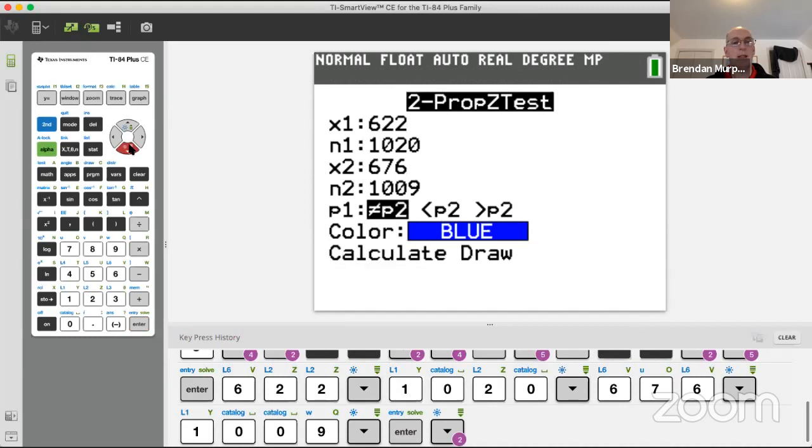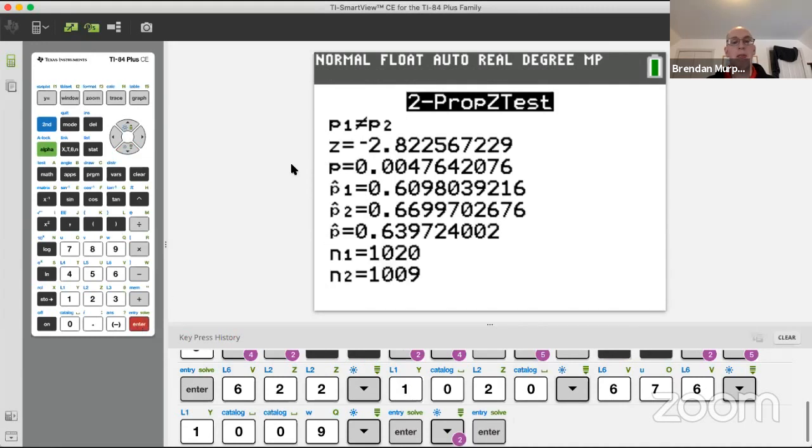So I'm going to ask the calculator to do all the math that I don't want to do. My Z statistic is negative 2.82. Again, if you had subtracted the other way, it would have been positive. My p-value is 0.00476. That's a pretty low p-value. P hat 1, p hat 2. And this third p hat is my p hat combined. So I think all those numbers feel like the same numbers I got. So I wrote down my z-score here and my p-value. So I put that on my paper.